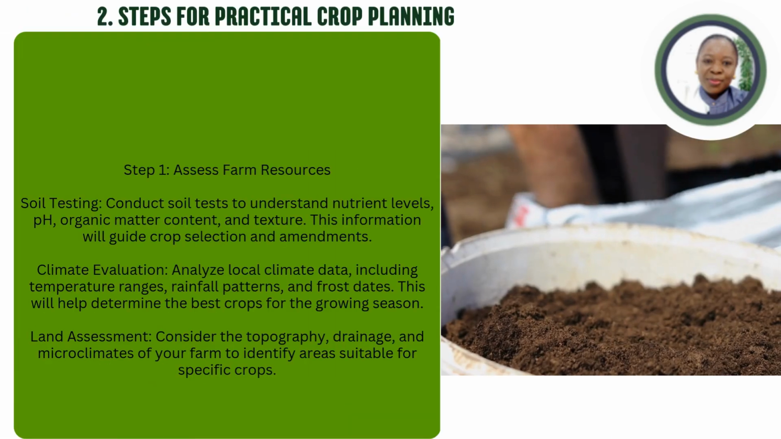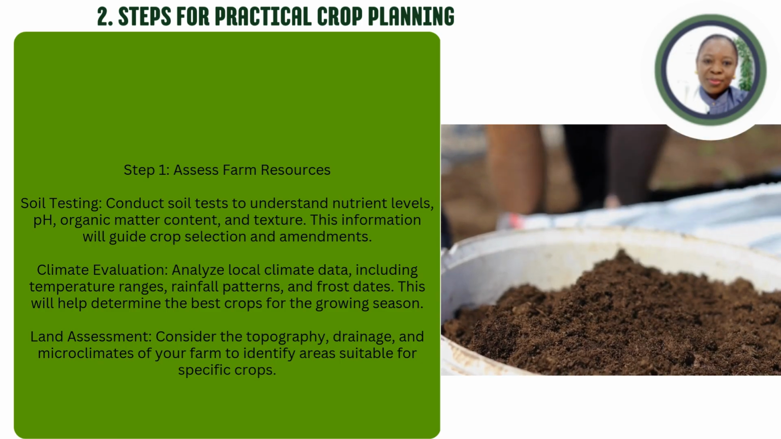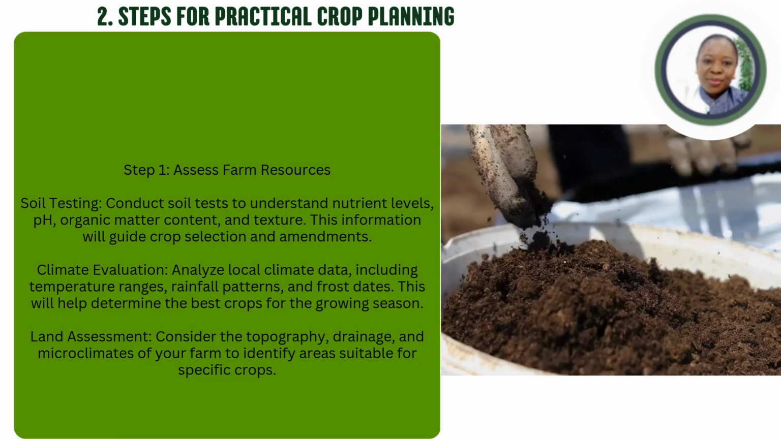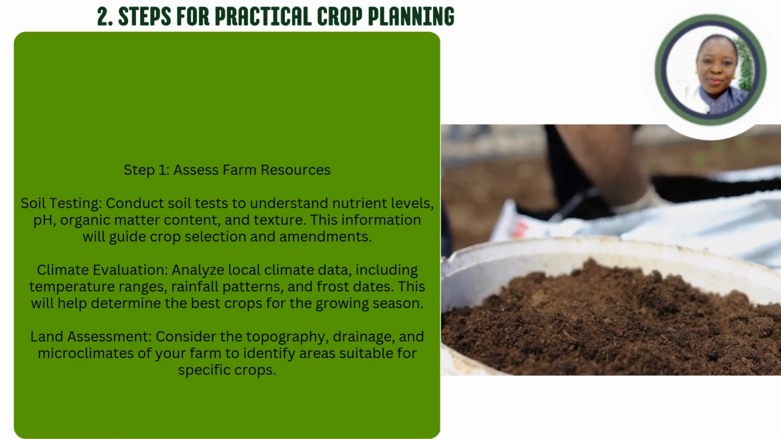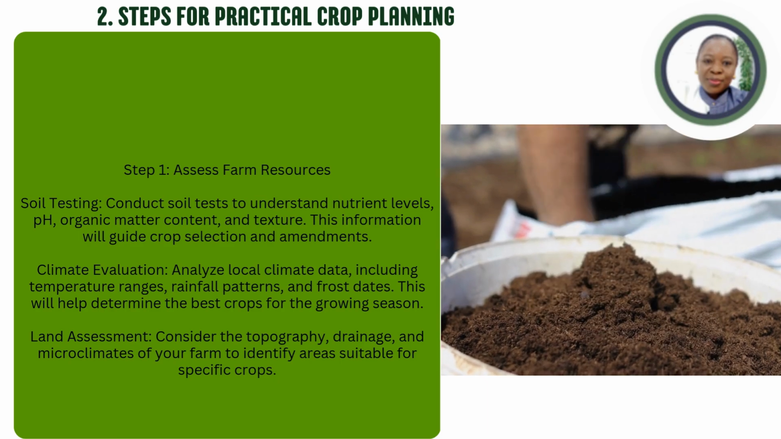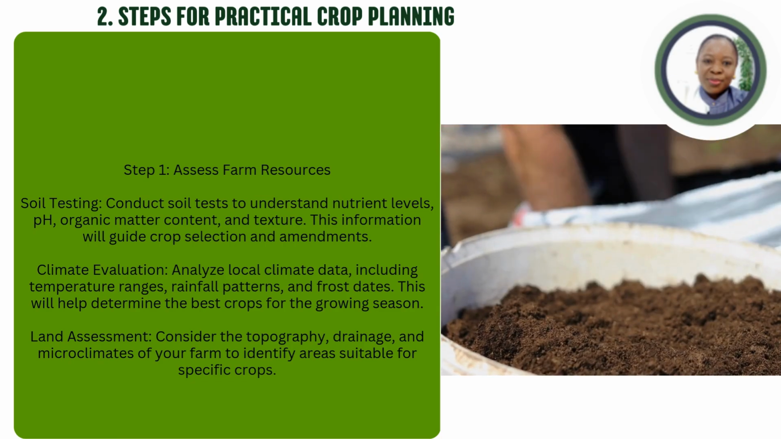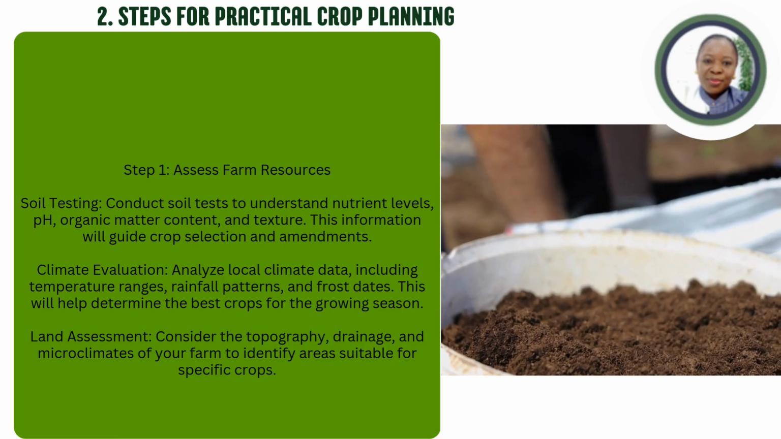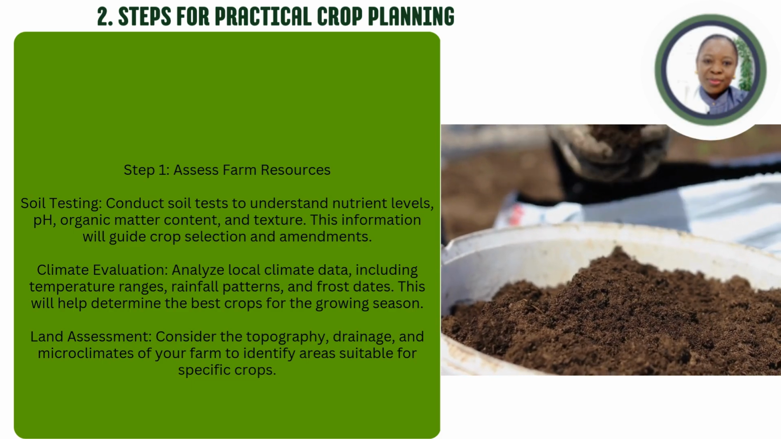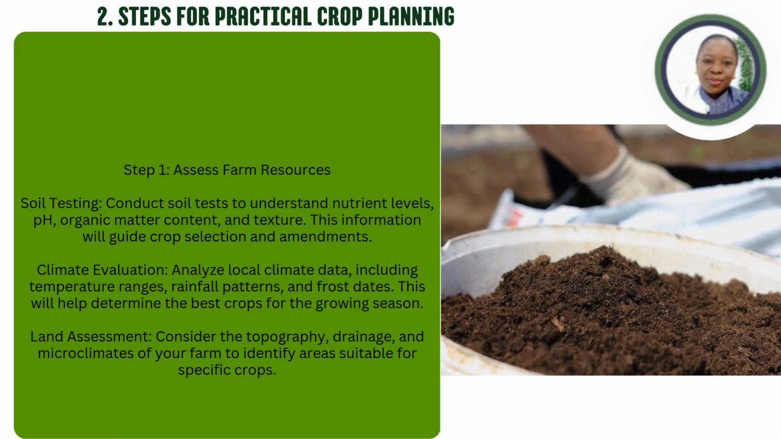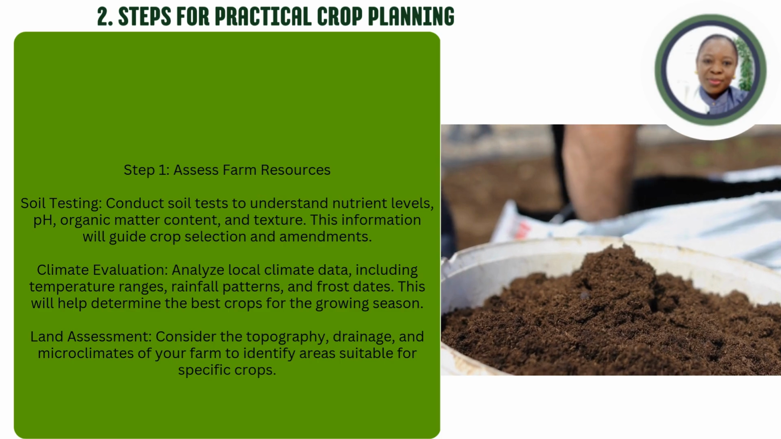Steps for practical crop planning. Step 1: assess farm resources. Assessing farm resources such as soil testing, climate evaluation, and land assessment can help the farmers make good plans. Soil testing. Conduct soil tests to understand nutrient levels, pH, organic matter content, and texture. This information will guide crop selection and amendments.